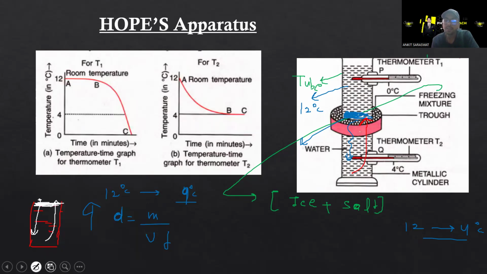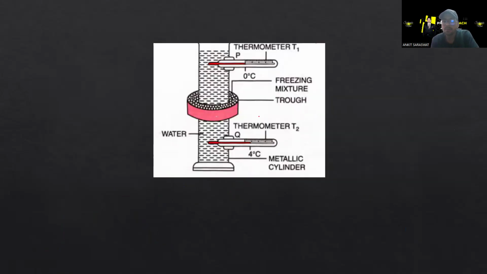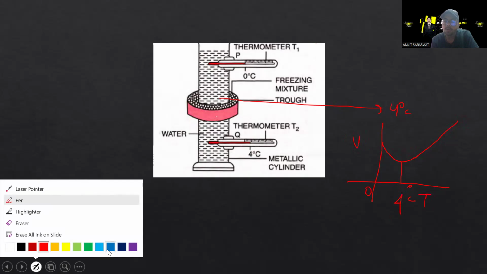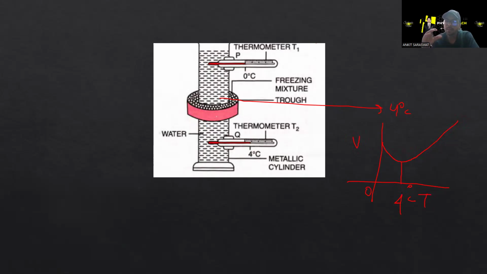But after 4 degrees Celsius, what is going to happen? Let us suppose the central portion reaches 4 degrees Celsius here. Now after 4 degrees Celsius, we know that water, this volume versus temperature graph from 0 to 4 degrees Celsius. Just look at this, 0 to 4 degrees Celsius. Up to 4 degrees Celsius, this is going to happen. Heavier water is going down, lighter water is coming up.